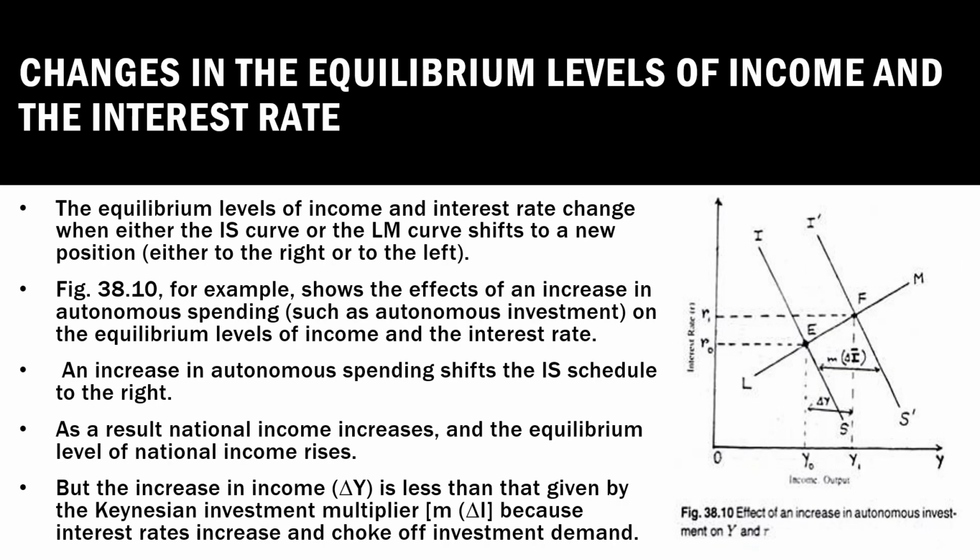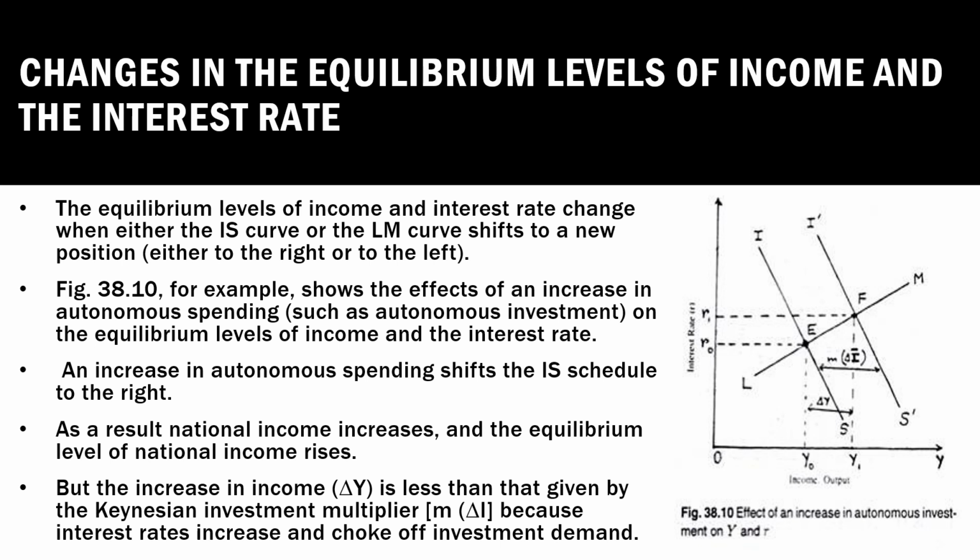Now, coming to the changes in the equilibrium levels of income and interest, what would happen if there is any change in the equilibrium level of income or the interest rate? When the equilibrium level of income and interest rate change, either the IS curve or the LM curve will shift to a new position, either left or right. In this figure, you can see what would happen if there is any change. For example, this shows the effects of an increase in autonomous spending. What would happen if there is any increase in the autonomous spending?